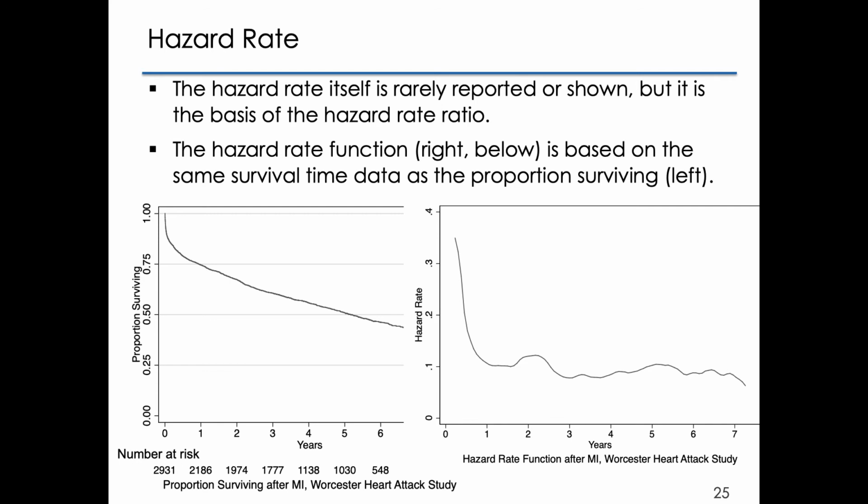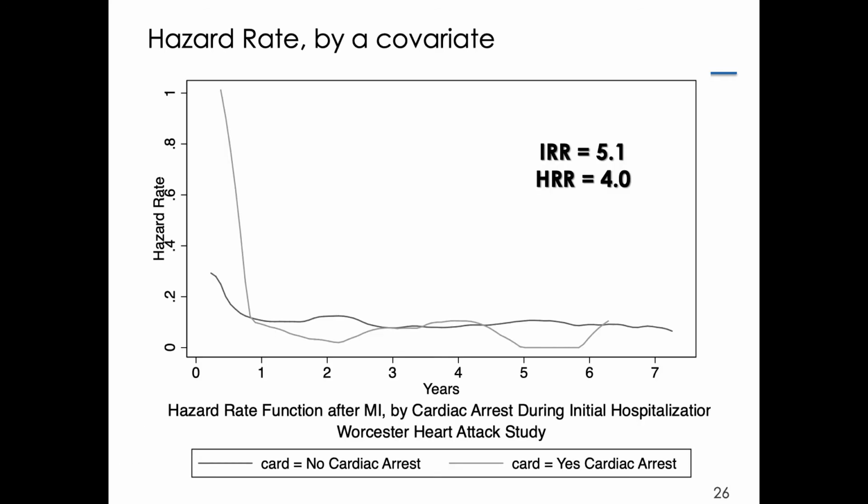So the next slide is the same data, except that there's now two hazard rate functions, and the lighter gray line are the individuals who had cardiac arrest during hospitalization, and the black line is those who did not. So this is the hazard rate function in two different groups.